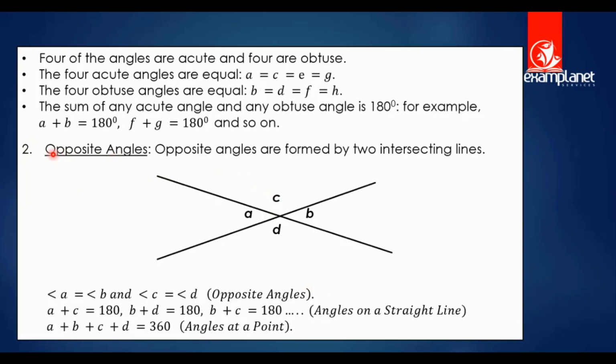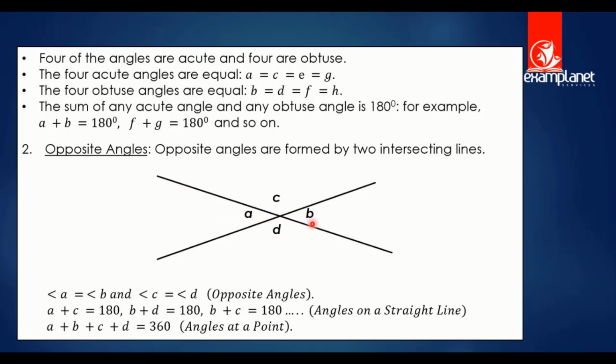Now we have another one which is called the opposite angles. The opposite angles are formed by two intersecting lines. When one line crosses the other, you have opposite angles formed. And opposite angles are also equal. Angle A is opposite to B, and they are equal. As you can see, angle C is opposite to D, and they are equal. So opposite angles are always equal.